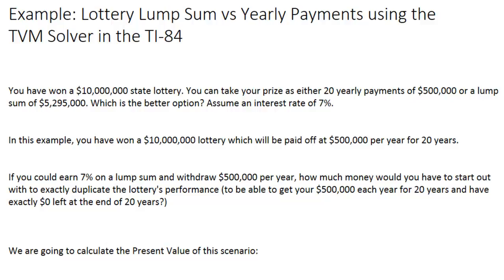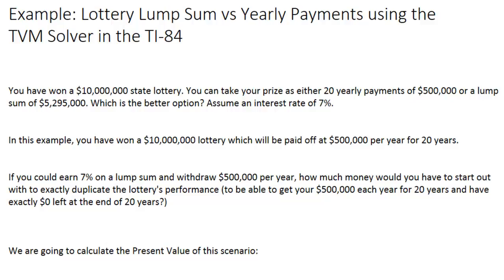So here's what's happened. You've won the $10 million lottery, and it will be paid off at $500,000 per year for 20 years. Or you could take your $5,295,000 and invest it yourself. To decide whether you should accept the $500,000 per year payments for 20 years or whether you should accept the lump sum, here's what we need to think about.